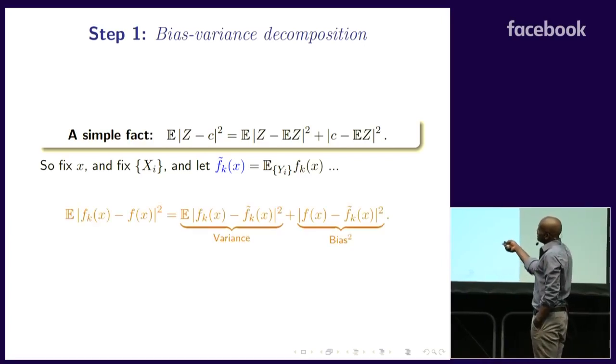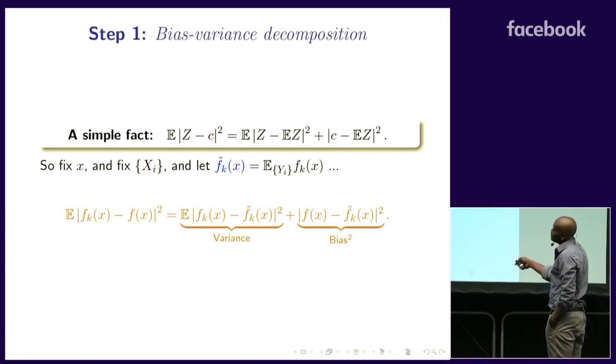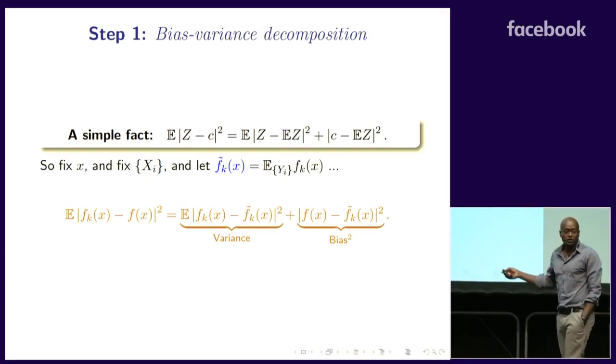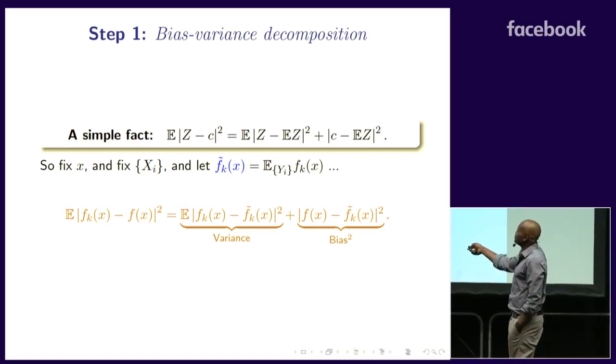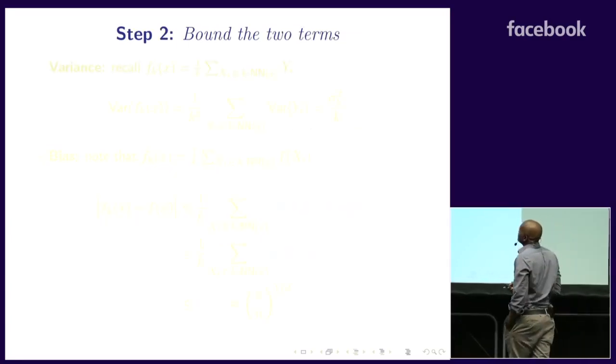So what this gives us right away is that the expected value of (fk of x minus f of x) squared can be decomposed this way. All I did here is let fk of x be my random variable z, and f of x be my constant c. f of x is fixed. fk of x is a random variable under this randomness. By plugging that into this equation, you get right away that this error we wanted to bound is bounded by the variance plus this bias term. So in order to bound this, all we have to do is bound the variance separately and bound the bias separately. So how do we bound the variance?